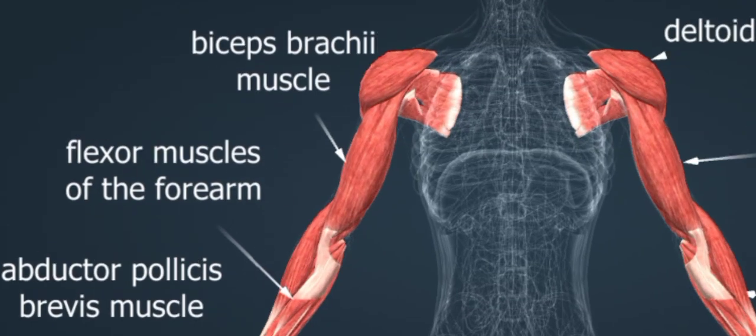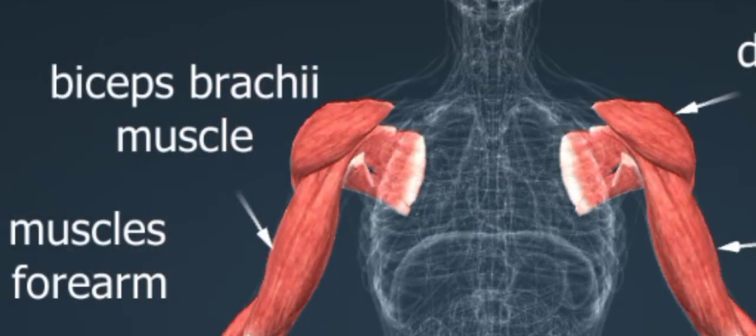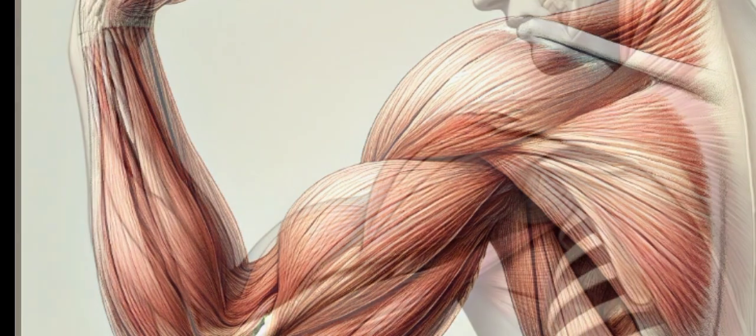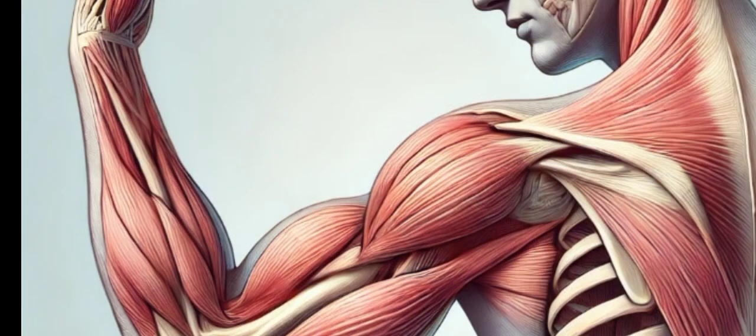The biceps brachii is a muscle located in the upper arm between the shoulder and the elbow. It is one of the most prominent muscles of the arm and plays a key role in movements involving the elbow and shoulder.